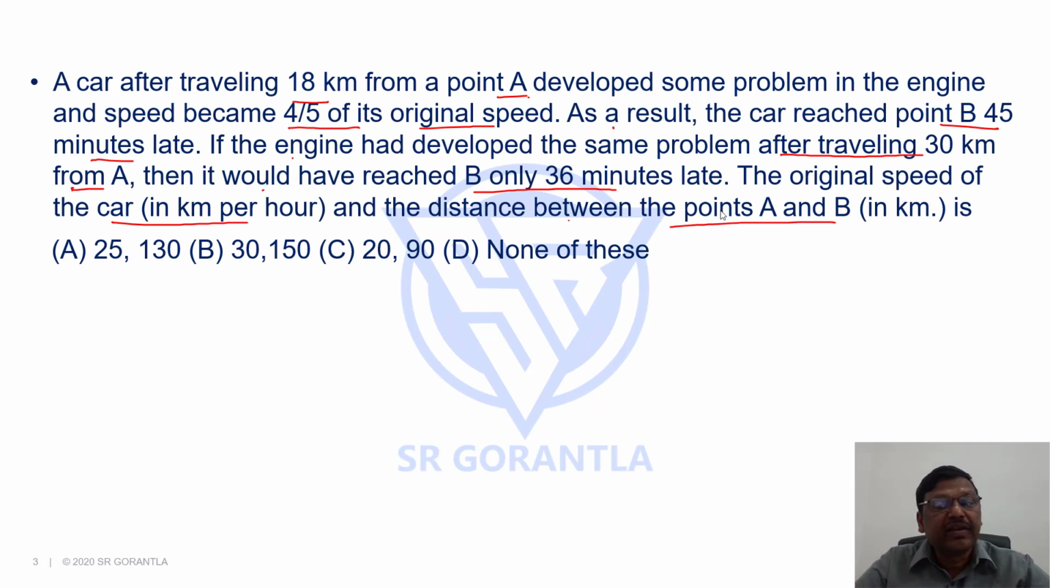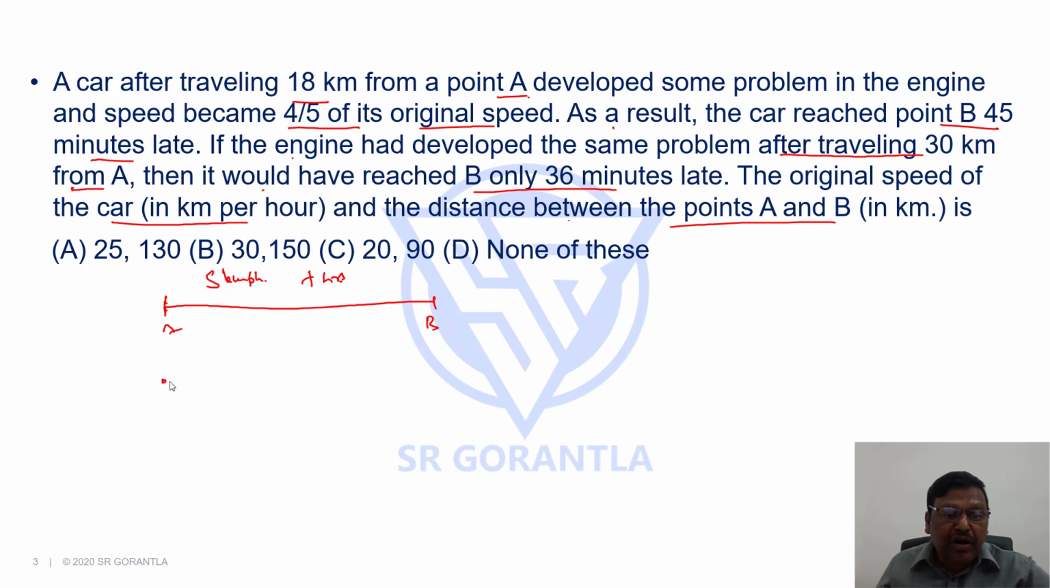Good. Students, we have three different cases here. Originally, the car was intended to travel from point A to point B at a uniform speed, let us say at a speed of S kilometers per hour. If it traveled the entire distance from A to B at S kilometers per hour, it would have taken some T hours.